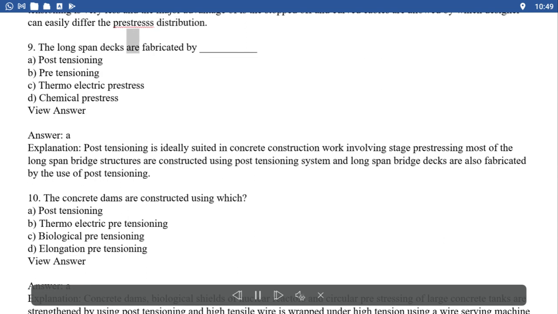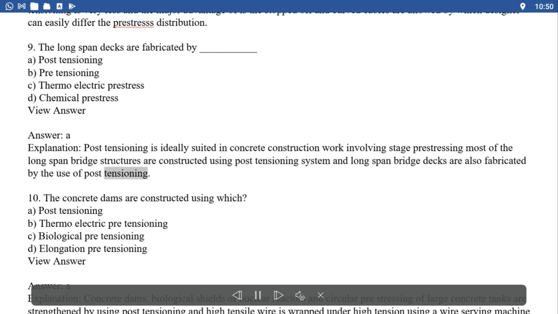9. The long span decks are fabricated by? A. Post-tensioning. B. Pre-tensioning. C. Thermoelectric prestress. D. Chemical prestress. Your answer. Answer A. Explanation. Post-tensioning is ideally suited in concrete construction work involving stage pre-stressing. Most of the long-span bridge structures are constructed using post-tensioning system, and long-span bridge decks are also fabricated by the use of post-tensioning.